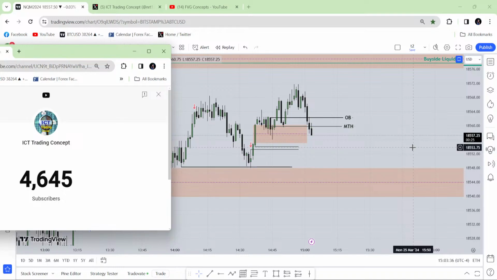4645. I just need 5 more people. Let's see if I can hit that. Am I willing to take a sell? No, I'm not interested in taking a sell, not even for a single moment. All I'm willing to take is buy.